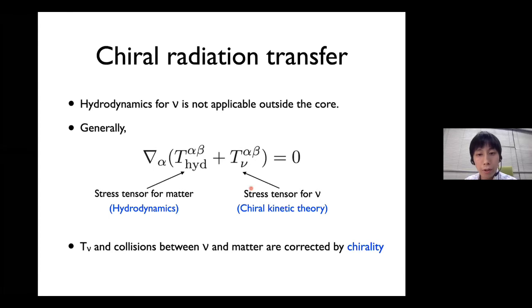In the conventional neutrino transport theory, they apply what they call the radiation transfer theory or radiation hydro, where neutrinos are treated as a radiation field, but without taking into account the effects of chirality. But here, we can take into account the effects of chirality by the use of the chiral kinetic theory, and we call it the chiral radiation transfer theory.